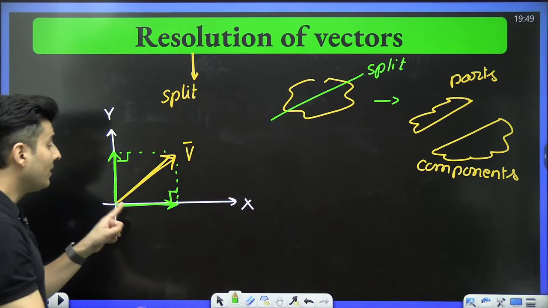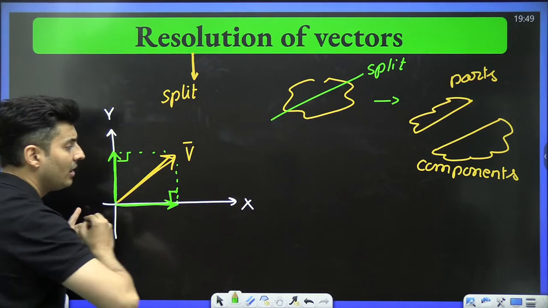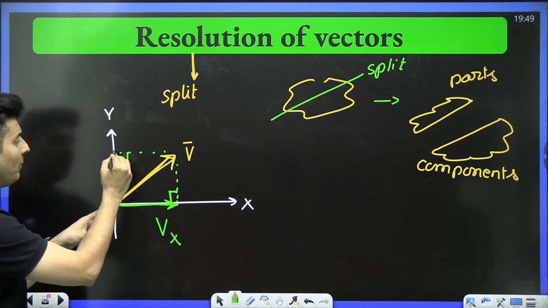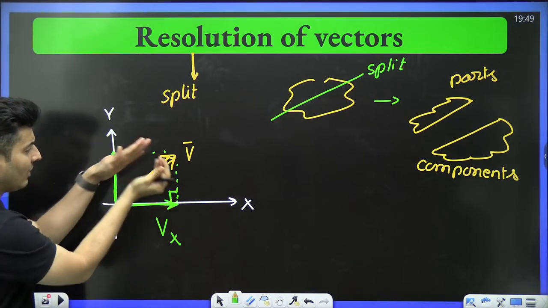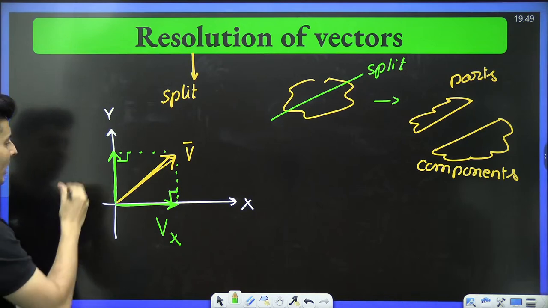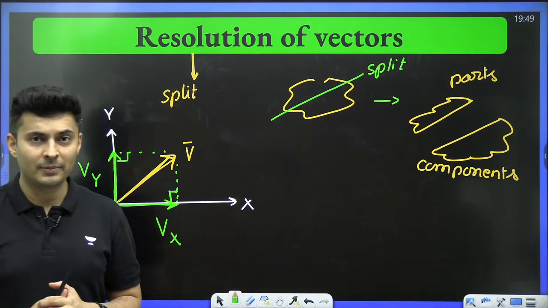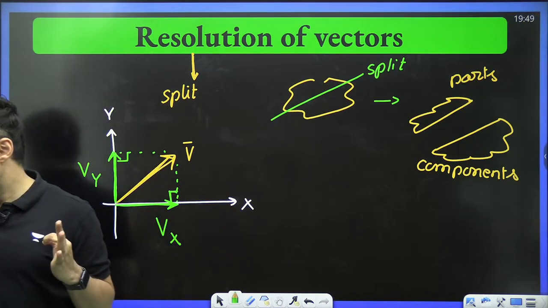What will this be called? This is the component along the x-axis, so I will call it Vx. This is the part, the component. I split it into two parts. This is the component along the y-axis, so I'm going to call it the Vy component. Is that clear, everyone?